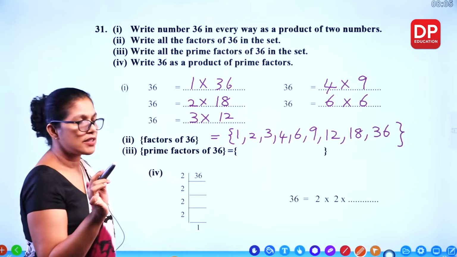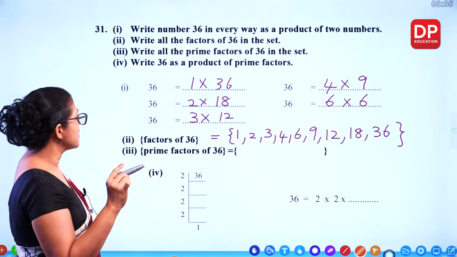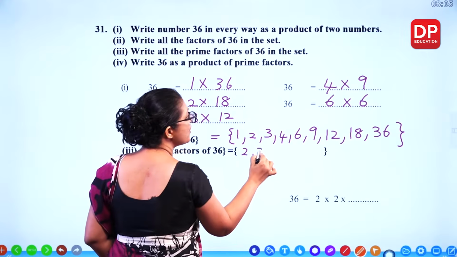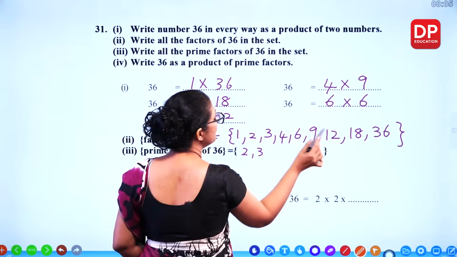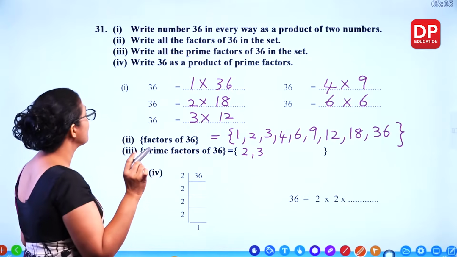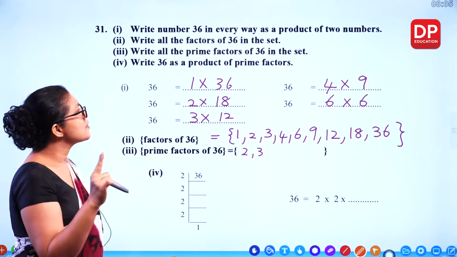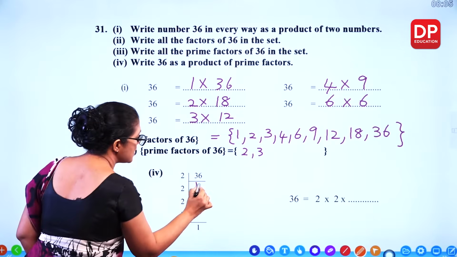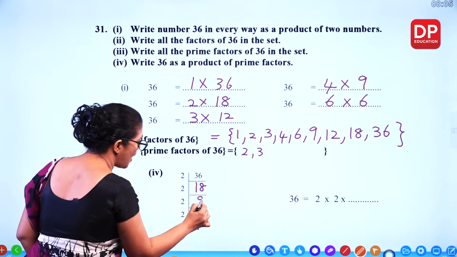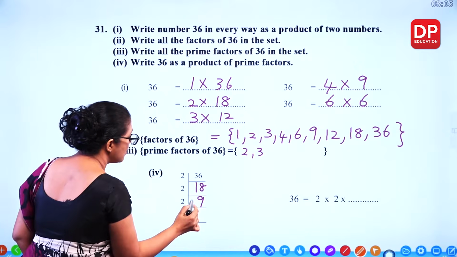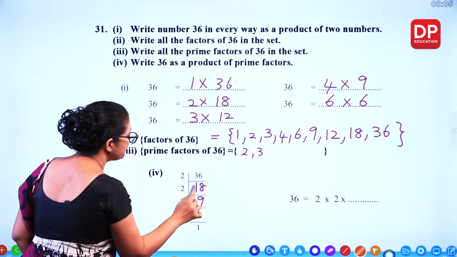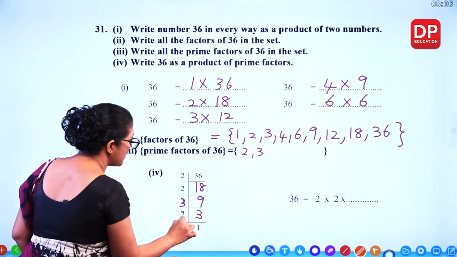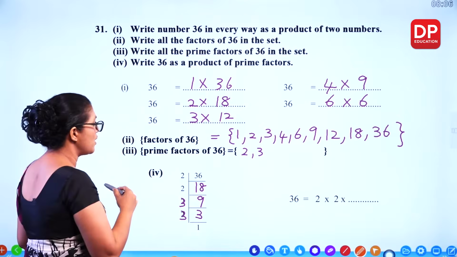Those are the factors. Out of the factors, what are the prime factors? 2, 3, that's all, 2 and 3. Now, to write the product as prime factors, how can you do it? You can divide by 2. 2 times 18. Again, divide by 2, 9. You have to divide by 3 now. 3 times 3 and again divide by 3, you get 1.